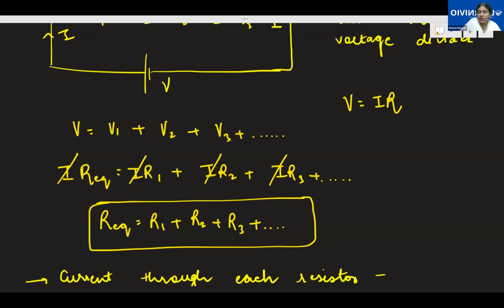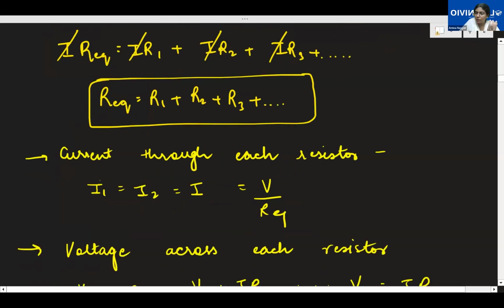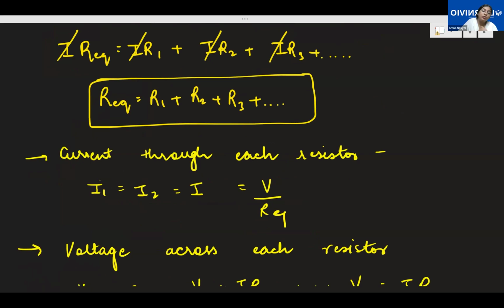Okay. Now current through each resistor will be voltage divided by the individual resistance. And if you want the current through the entire circuit, take R equivalent. R equivalent will give you I equivalent. R1 will give you only I1. R2 will give you only I2, like this.